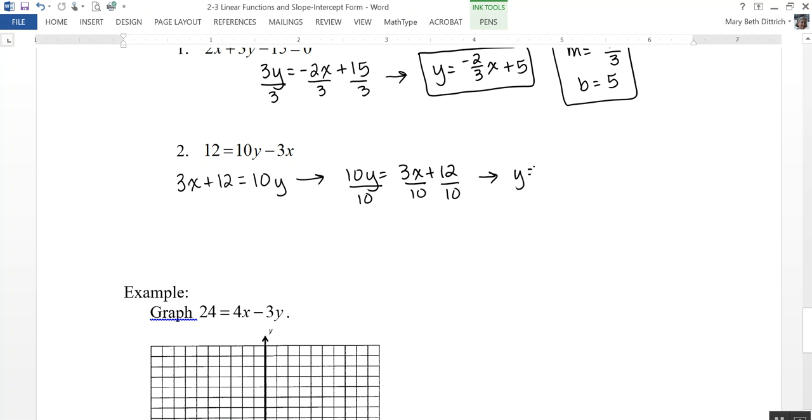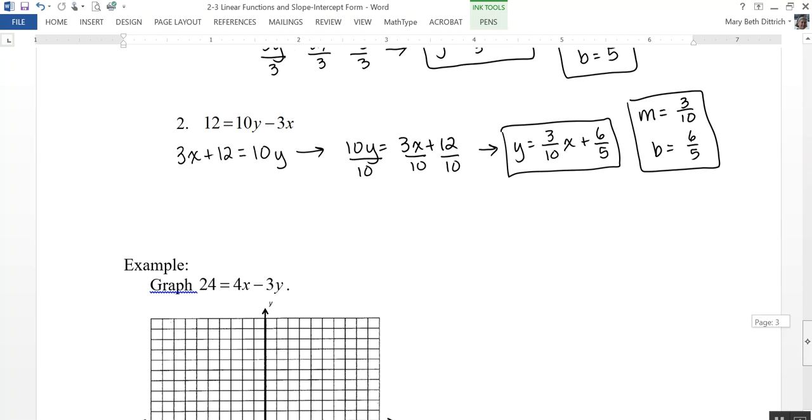I'm going to get y equals 3/10 x plus 6 over 5. Almost all the time, we do leave the slope as a fraction, and it's okay to leave the y-intercept as a fraction as well. In fact, as an improper fraction, I think that's what I tend to see most of the time. If I were actually going to graph this using the y-intercept, I would turn this into a mixed number so I would know what it looks like. So my slope is 3/10, and my y-intercept is 6/5.